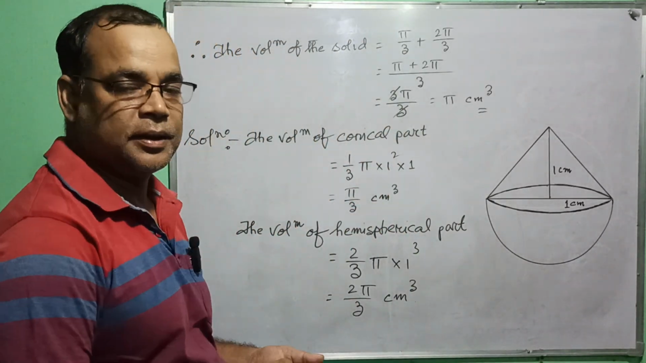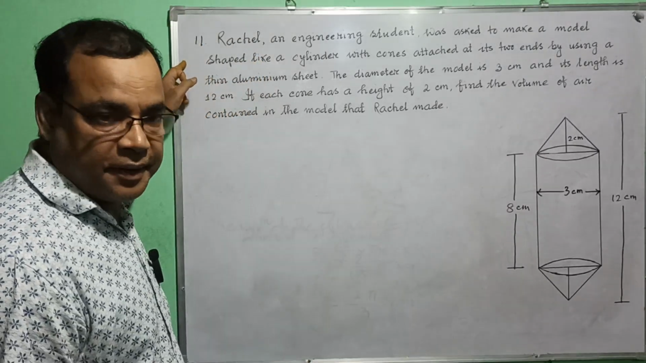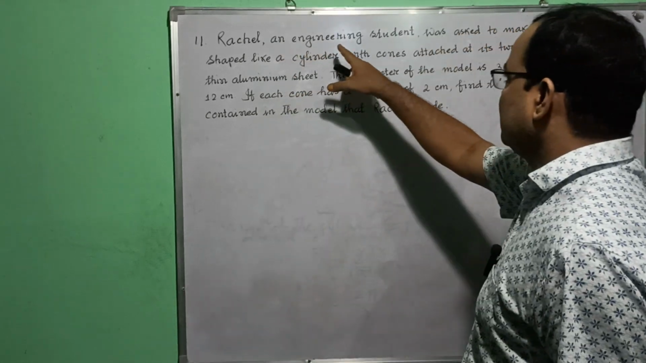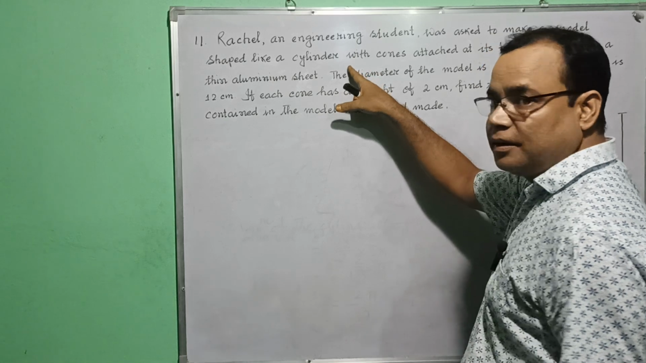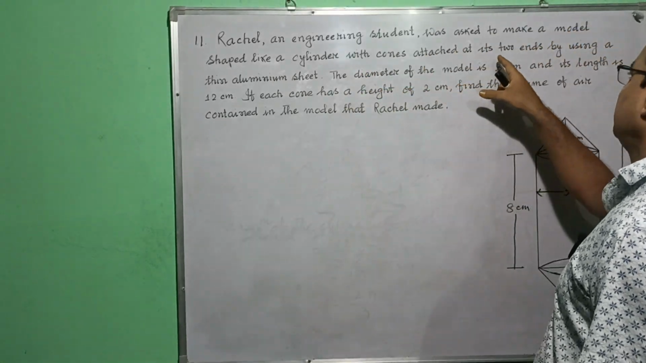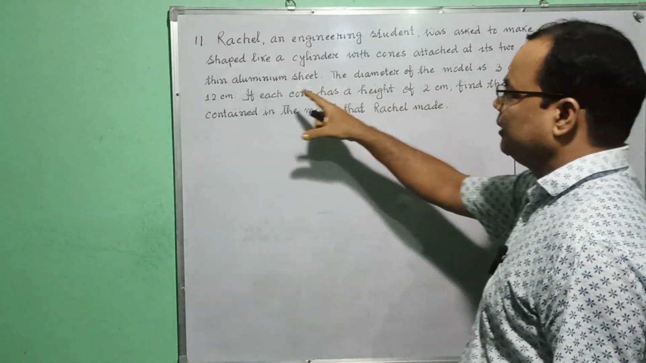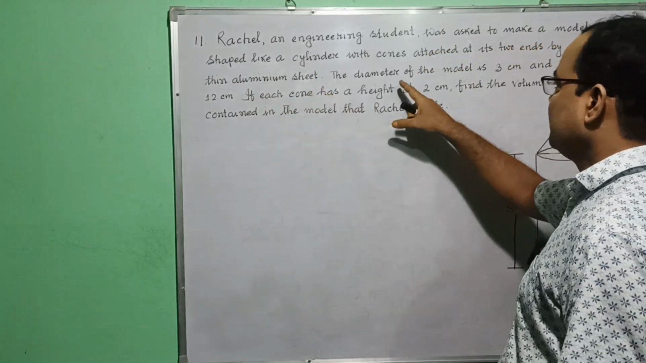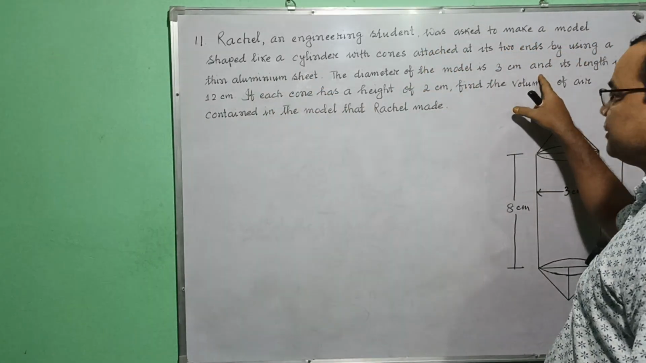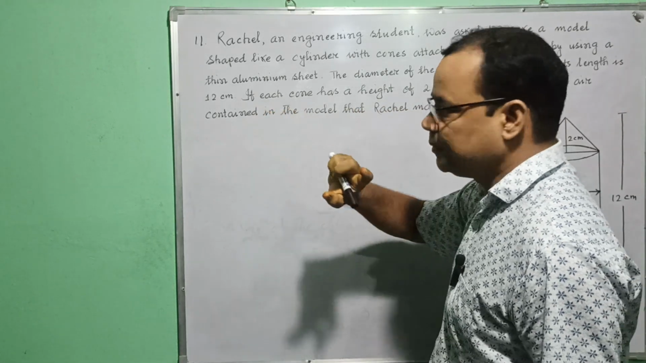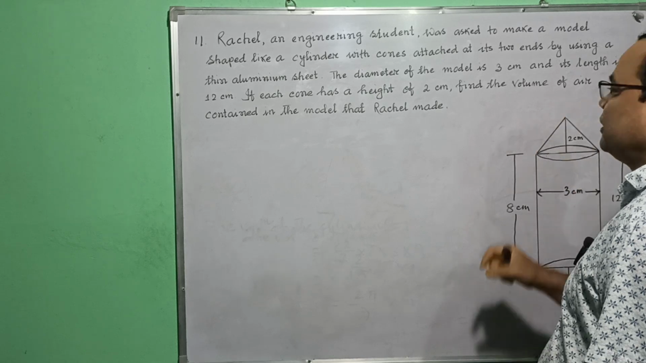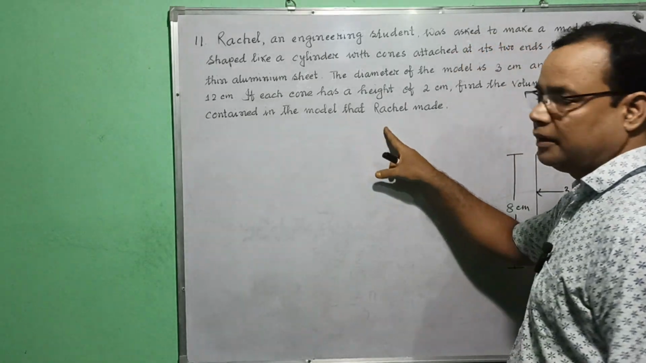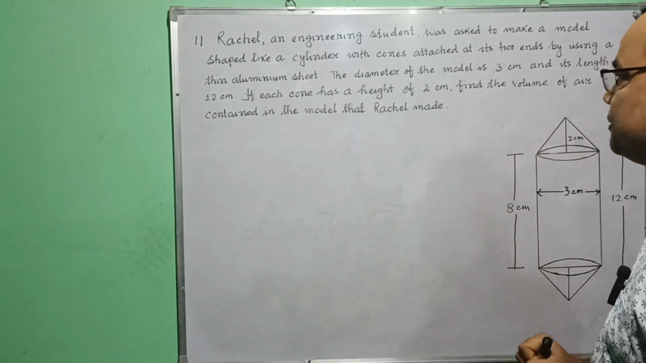Now we'll start question number 11. In question number 11, it is given that Russell, an engineering student, was asked to make a model shaped like a cylinder with cones attached at its two ends by using a thin aluminum sheet. The diameter of the model is 3 cm and its length is 12 cm. If each cone has a height of 2 cm, find the volume of air contained in the model that Russell made. So this is the question.